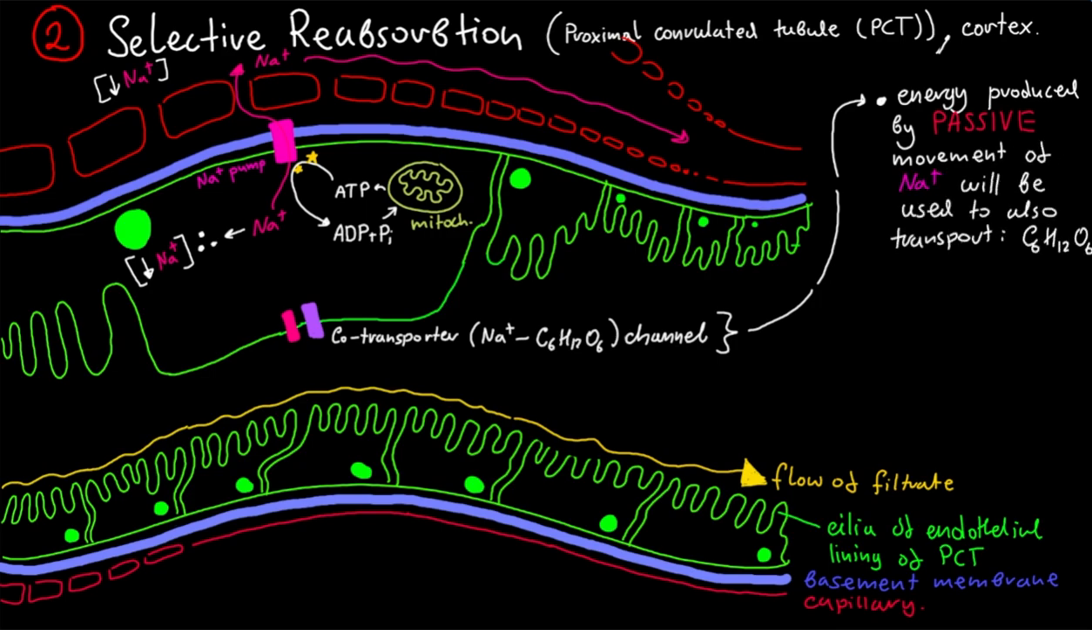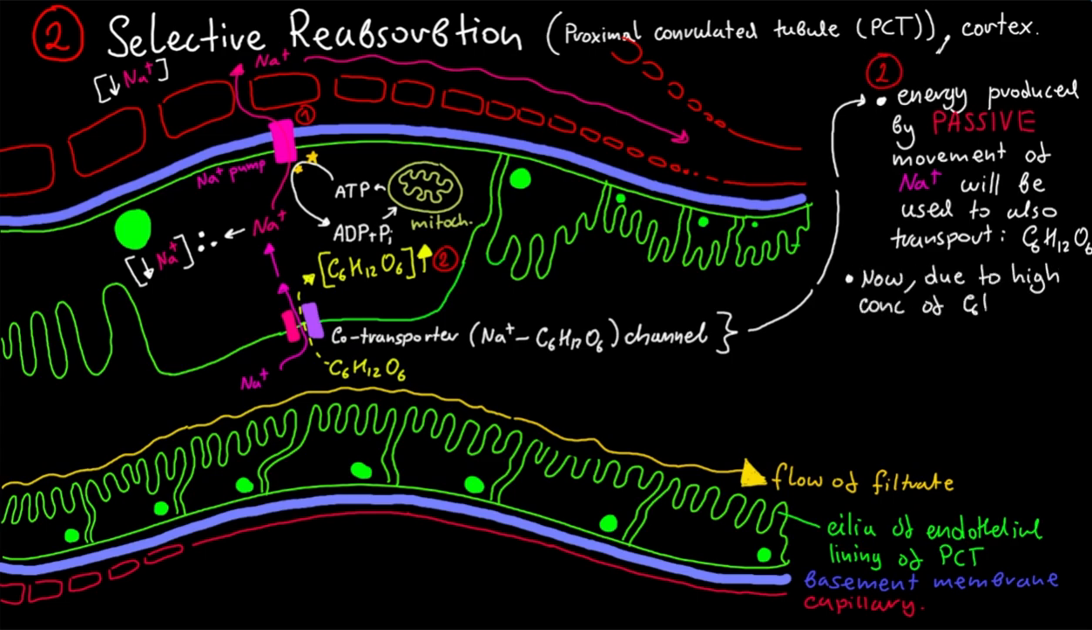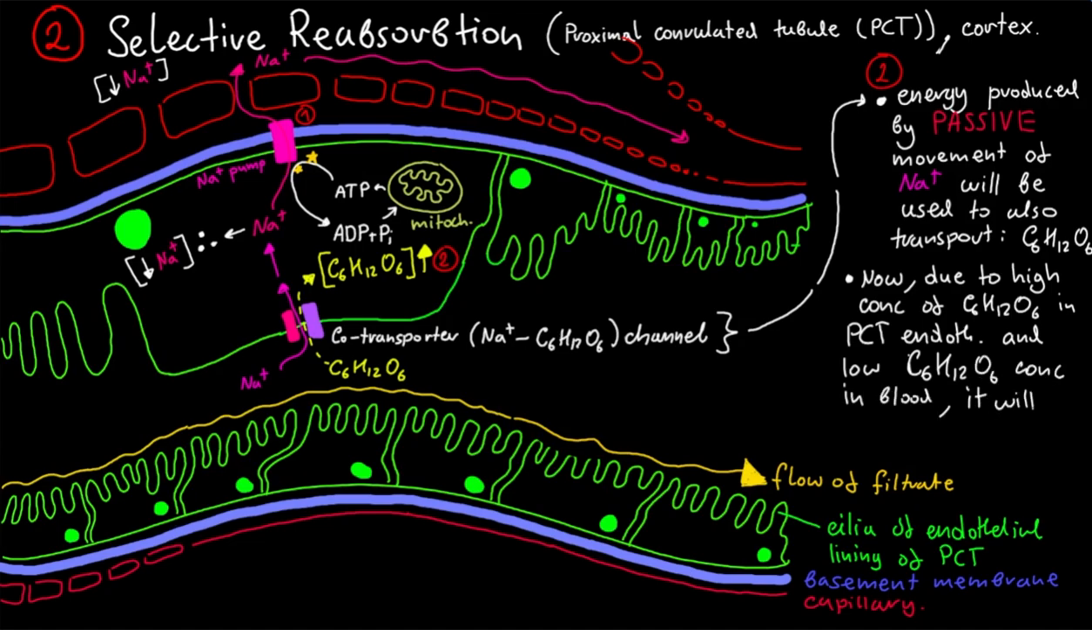We don't really need any energy for that. This will cause our concentration of glucose to rise in our endothelial lining cytoplasm, and because we have quite high concentration of glucose in the filtrate and quite low in the blood, our glucose in the cell will basically choose the pathway of least concentration to fulfill the equilibrium and will travel along to the blood. That's how all the glucose in the body is reabsorbed in a healthy person.